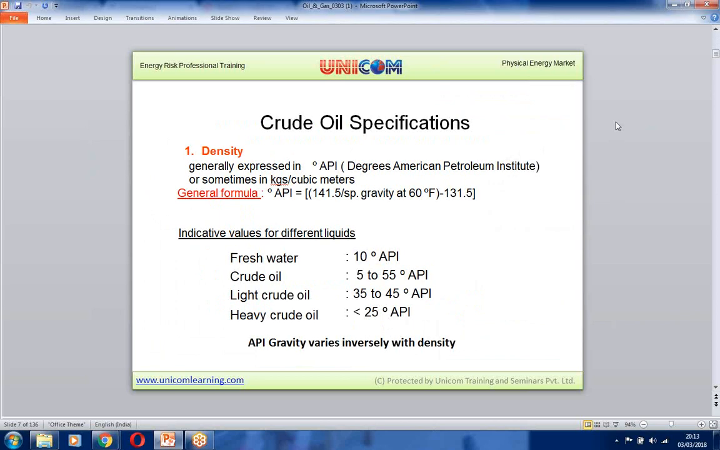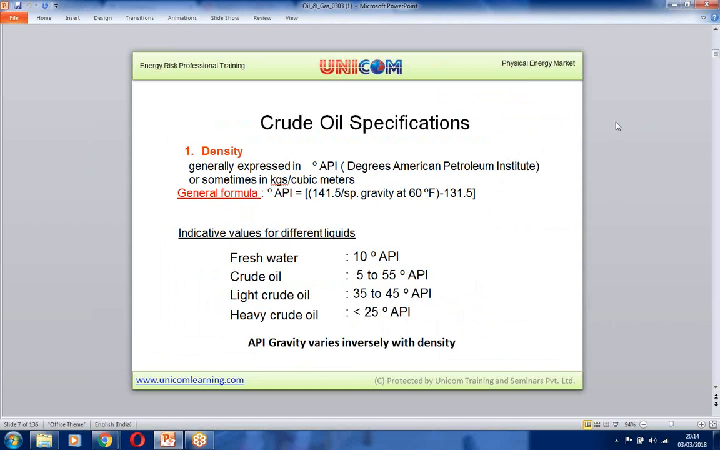If you talk about specifications, first we talk about density, which is an important criterion that separates light density crude oil from high density crude oil. The density is measured in degree API units. It's the inverse of density as we know it, kilograms per cubic meter or grams per cc.